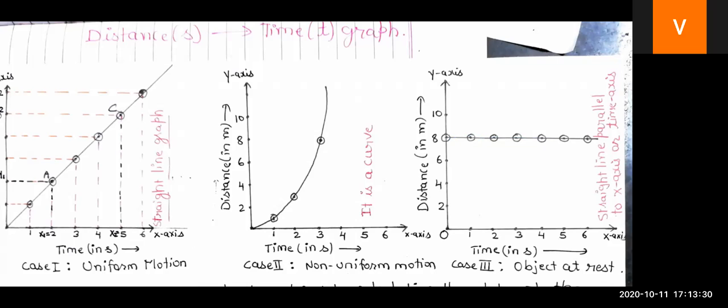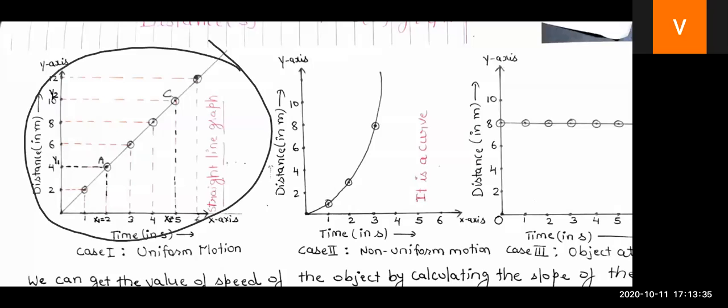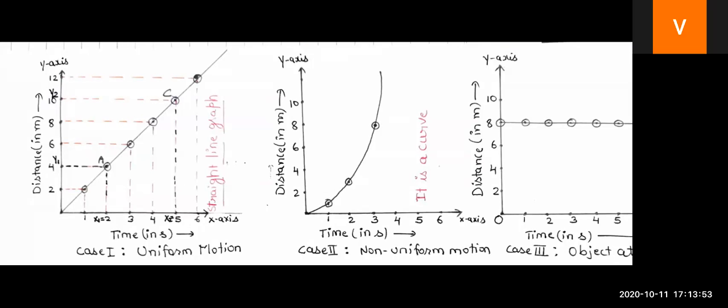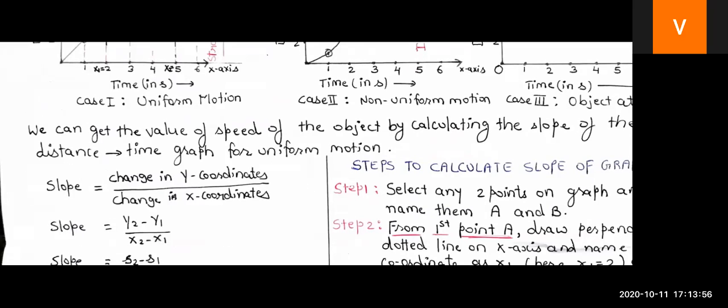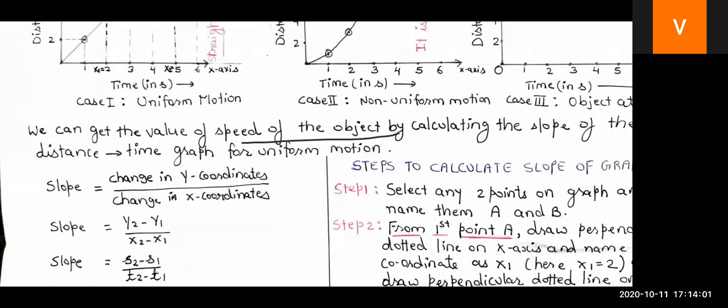Now, children, we are going to focus on this graph, that is the graph for uniform motion. Your uniform motion graph is going to give you the value of speed. Now children, I will introduce to you a word, that is slope. If we want to find out the speed of the object, that can be done by calculating the slope of your distance-time graph.